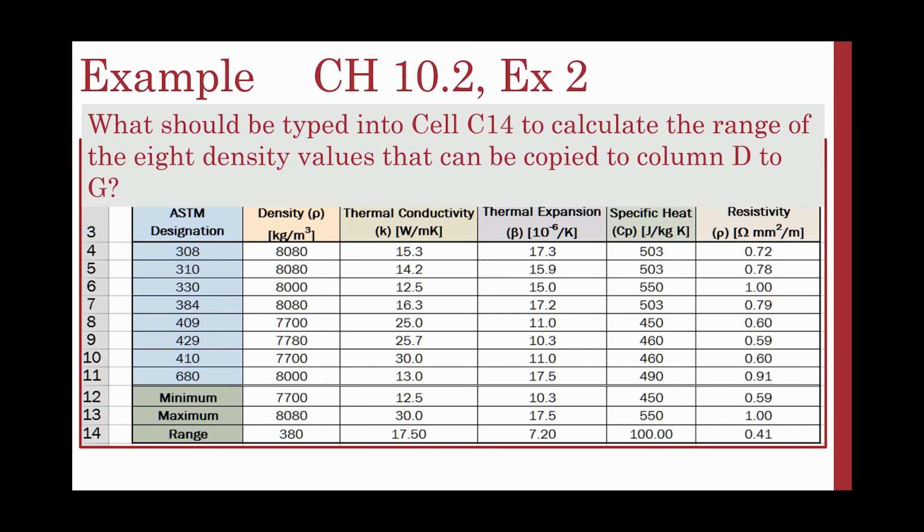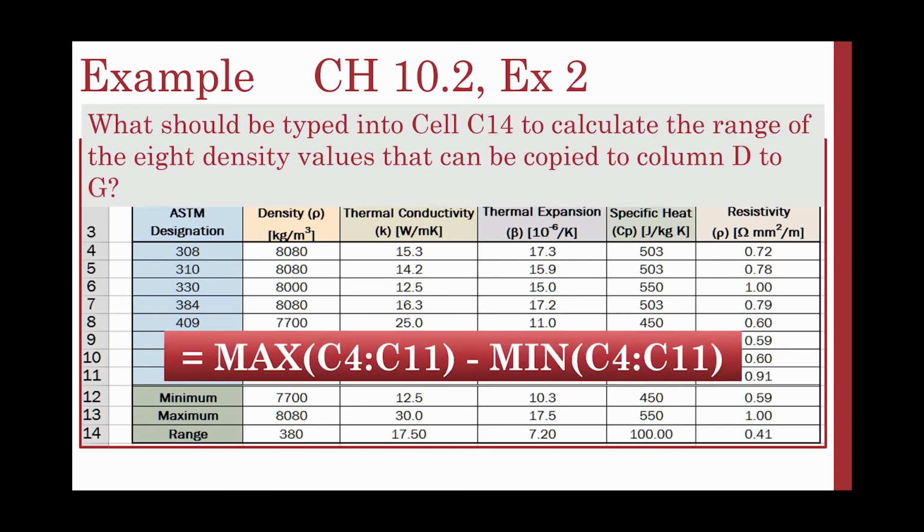So what would we type into cell C14 to find the range of the 8 density values that can then be copied? Well, the range is the maximum minus the minimum. So first we're going to calculate the maximum using the max function, and then we're going to subtract off the minimum using the min function.